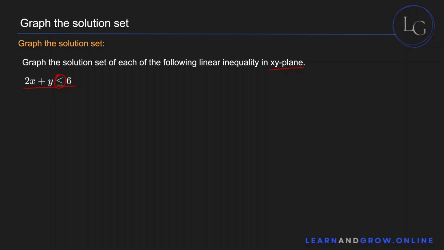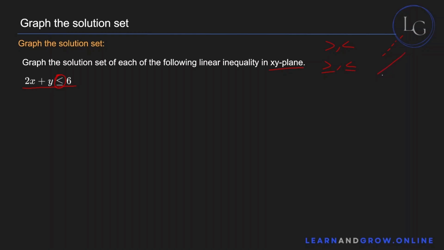Now remember, when you have inequalities, you have to remember a few rules. One is that if you have either this or this, the line that you will draw on the xy plane will be a dotted line. But if you have this greater than or equal to or less than or equal to, you'll draw a complete line.